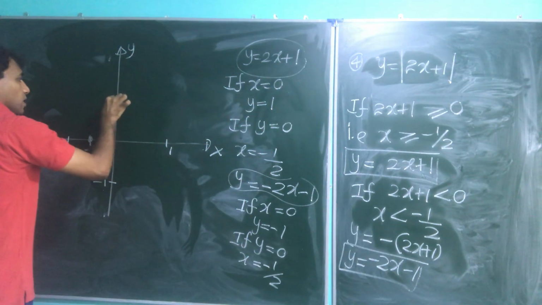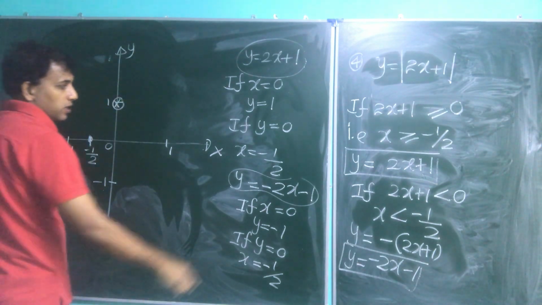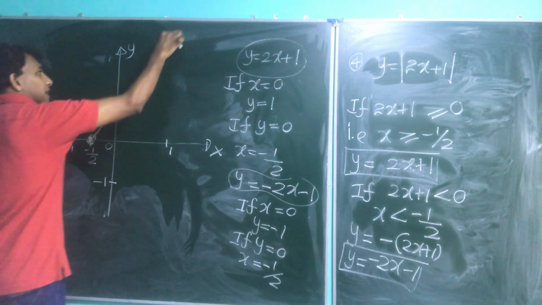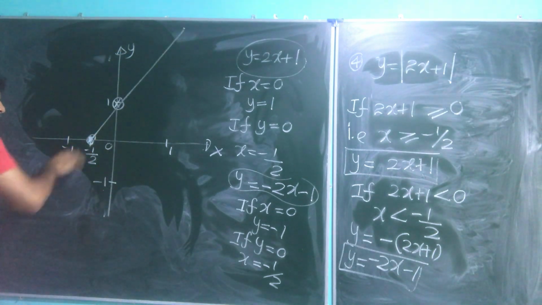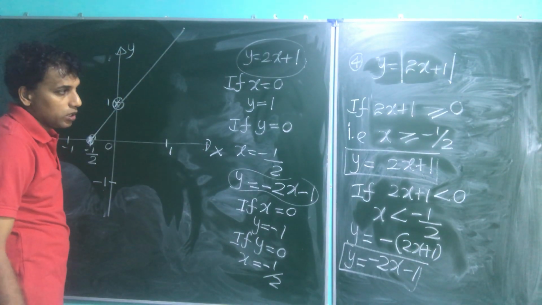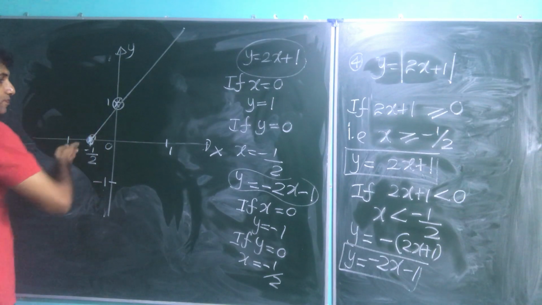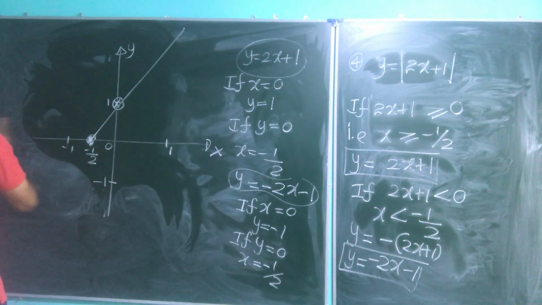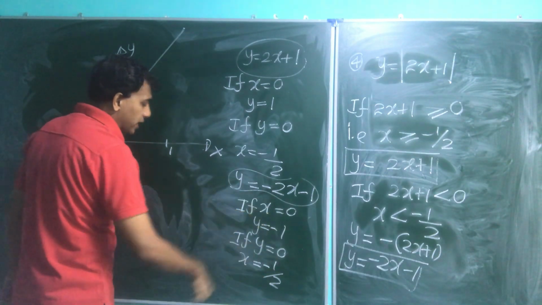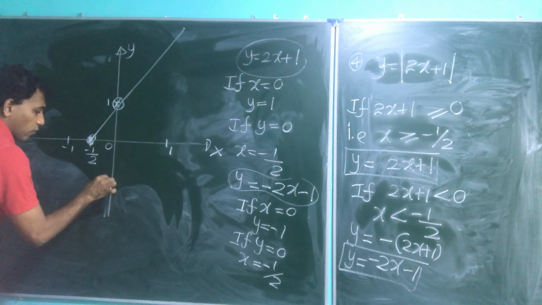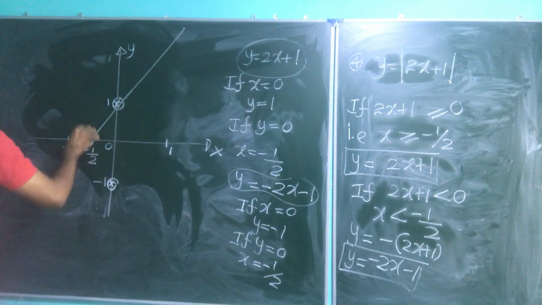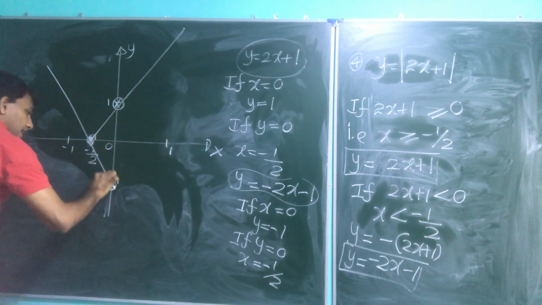x is 0, y is 1; y is 0, x is minus half. See like this. So you won't take it down, because for more than minus half, only this condition applies, to draw y equals mx plus c pattern. Now see the other portion, less than minus half. How is that? x is 0, y is minus 1. y is 0, x is minus half. This one. So it becomes like this.